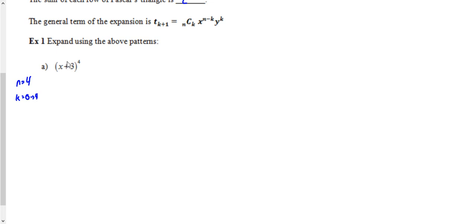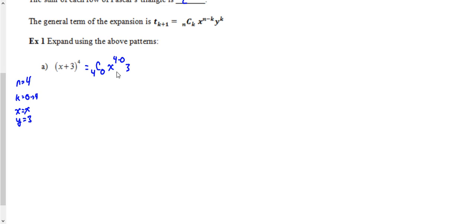What other variables do you need? And then it's just x and y. So x in this case here is going to be equal to x here. And y in this case will be equal to positive 3. All right. Let's write down our expansion. So you have n, which is 4, choose 0. That's going to be my first term there. X to the n, which is 4 minus 0. And y, which is 3.